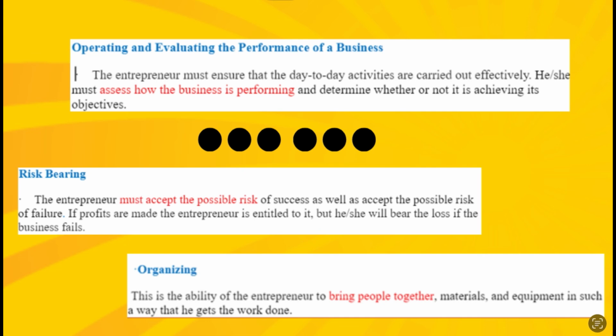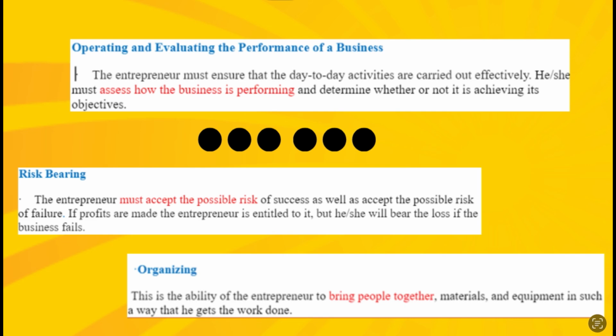Then we have operating and evaluating the performance of a business. These can be categorized as separate functions, however, in some cases they tend to go together. Operating and evaluating the performance of a business. The entrepreneur must ensure that the day-to-day activities are carried out effectively. He or she must assess how the business is performing and determine whether or not it is achieving its objectives.